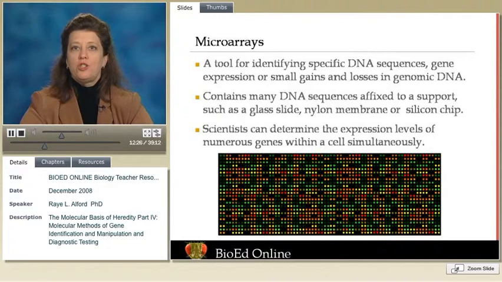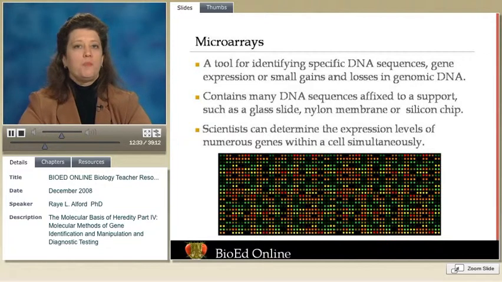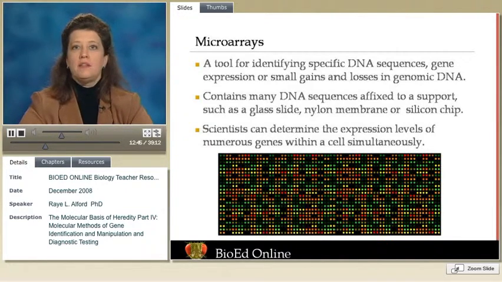The spots that show green suggest there is no expression of that particular gene in the diseased tissue. The spots that show red suggest that there is no expression of that particular gene in the normal tissue. The spots that show yellow would suggest that there is expression of that particular gene in both normal and diseased tissue. The spots that show no fluorescence suggest that there is no expression of that particular gene in either normal or diseased tissue.